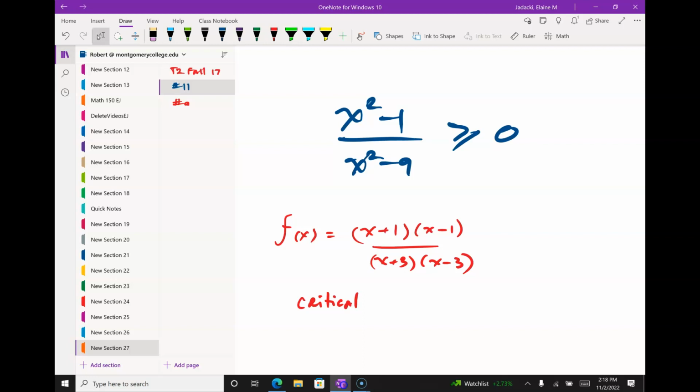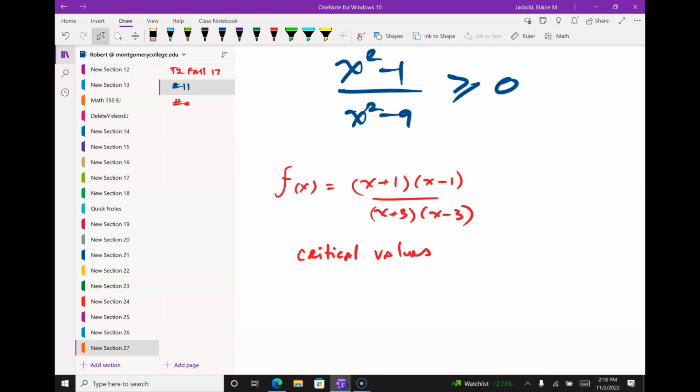Yeah, exactly. So I'm going to find my critical values. What does it say on my formula sheet? It says critical values are x values that make the numerator 0, or x values that make the denominator 0. And I like them in order. I definitely know it's x equals plus or minus 1 or plus or minus 3, but for my sign table, I want them in order. So -3, -1, +1, and 3.